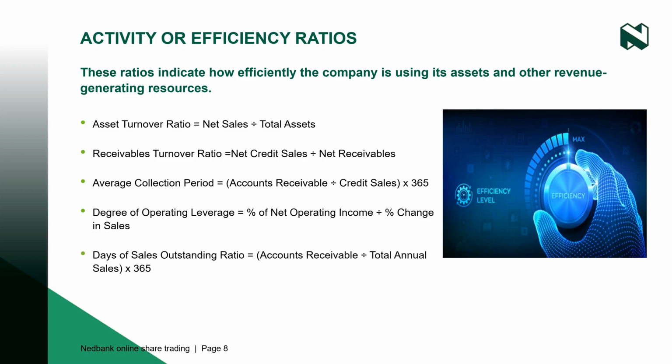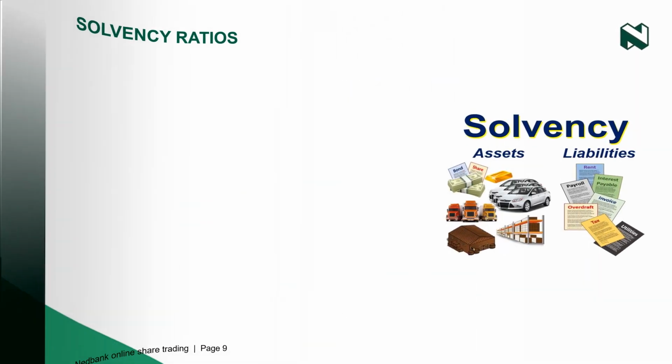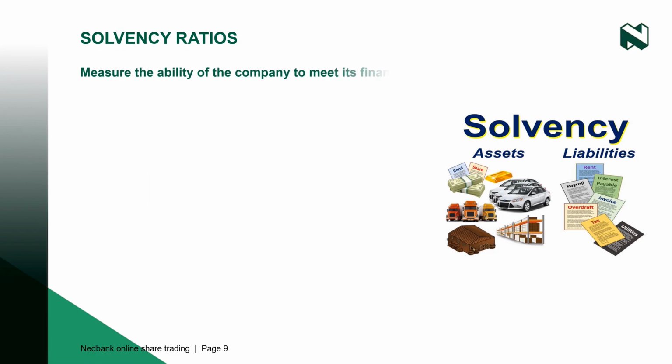Days of sales outstanding ratio, which is accounts receivable divided by total annual sales times 365. Average payment period, which is accounts payable divided by credit purchases times 365. Solvency ratios measure how much debt can be recovered from the resources available to the company. If a company has insufficient resources to cover its debts, it can be declared insolvent.